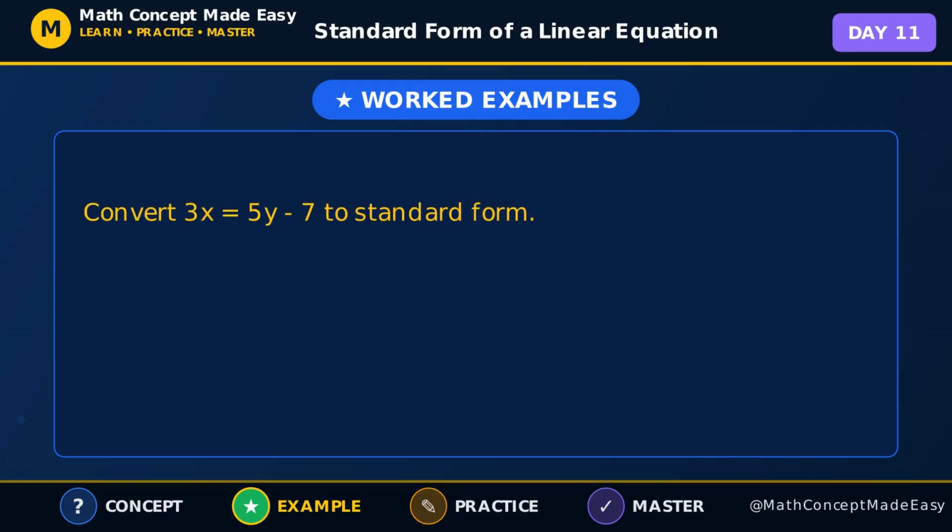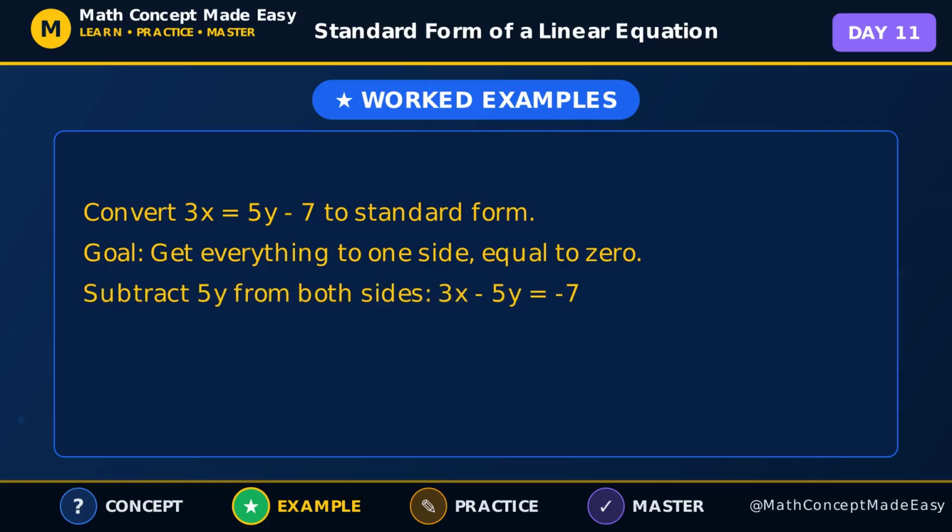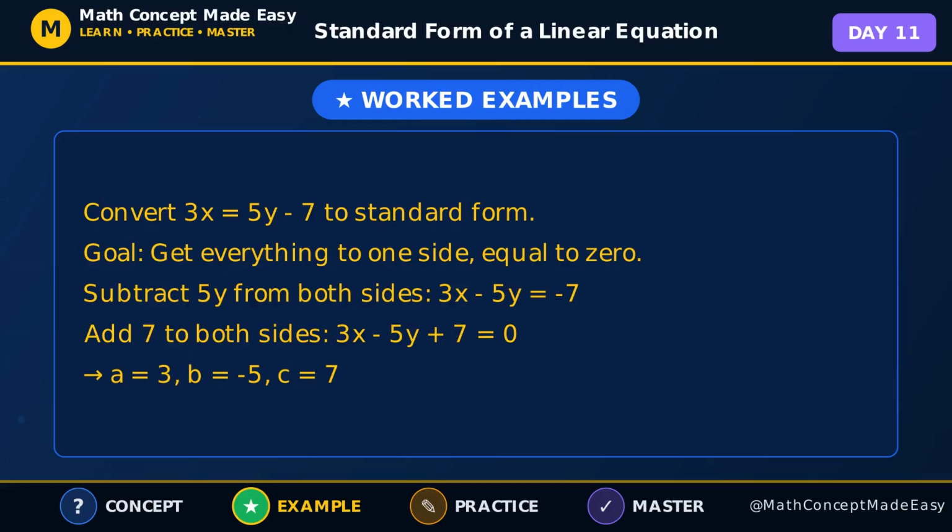Convert 3x equals 5y minus 7 to standard form. Goal: get everything to one side, equal to 0. Subtract 5y from both sides: 3x minus 5y equals negative 7. Add 7 to both sides: 3x minus 5y plus 7 equals 0. Which means a equals 3, b equals negative 5, c equals 7. Notice how every line follows logically from the one before it. That habit, checking each step, is what makes your answers reliable.